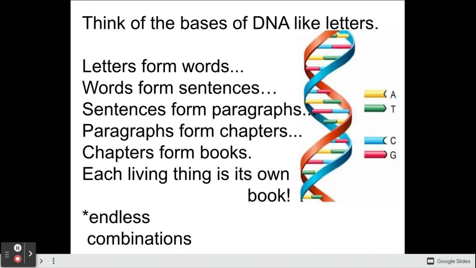So we can think of bases of DNA like letters of words. They are letters, but we can think of them like letters in words because letters form words, words form sentences, sentences form paragraphs, paragraphs form chapters, chapters can form books. And if we think of it that way, then every living thing is its own book. So the English language uses 26 letters. The DNA language uses 4 letters. However, they are put together in such a way that the different combinations of letters can create different combinations of organisms.